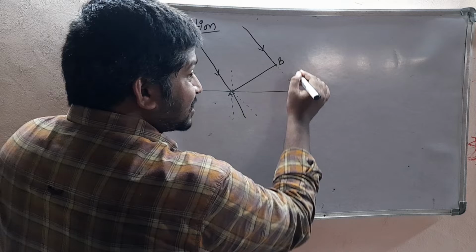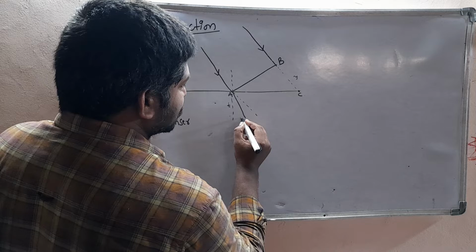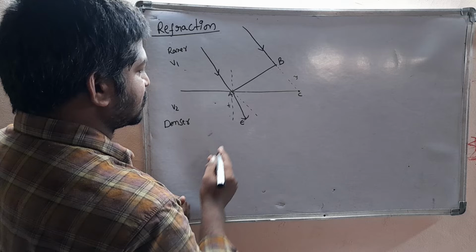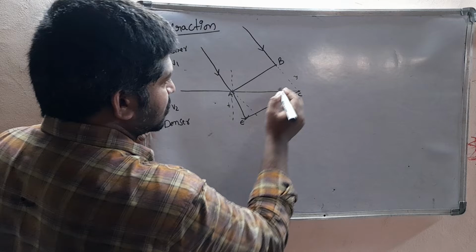The time taken for B to C is some tau, or time T. At the same time, A also reaches some distance E. It is nothing but a wavefront. We have the refraction of the wave.